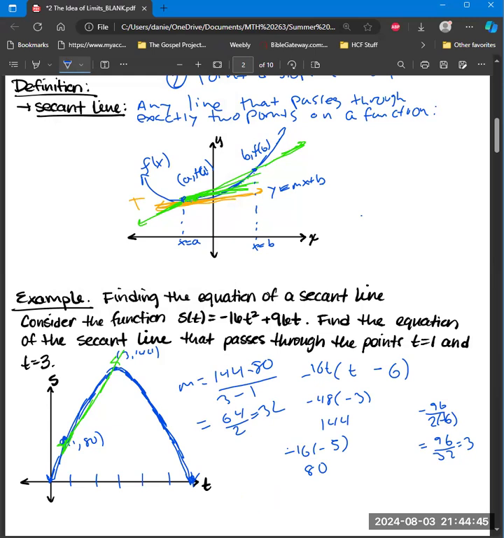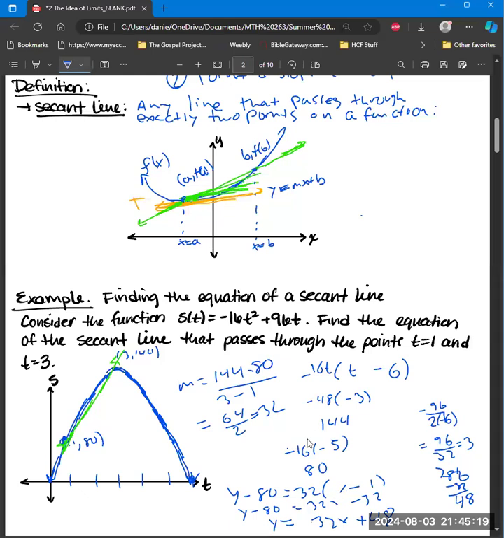So y minus 80 is equal to 32 times x minus 1. Y minus 80 is equal to 32x minus 32. Y is equal to 32x, 80 minus 32 is 48. So that's going to be a 32.